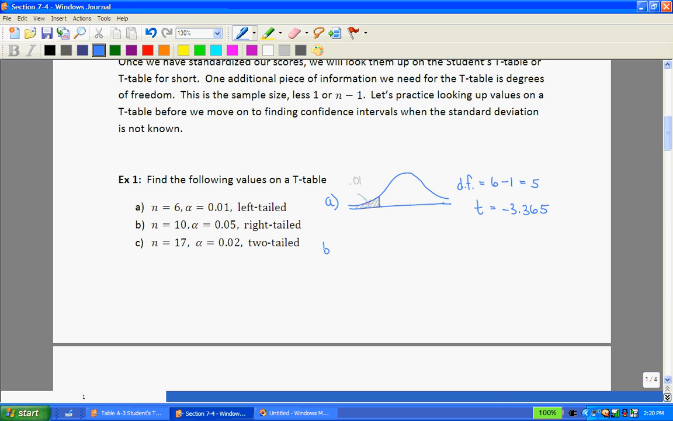Okay, let's take a look at B. This time the sample size n is equal to 10. Alpha is equal to 0.05, and we are right-tailed.